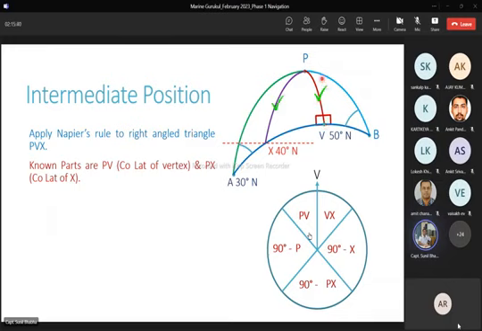And the second part which we know is Papa X-ray. Since we know the latitude of position X, this parallel of latitude is given to us as 40 degrees north. We know the side Papa X-ray. So these two parts are known. Let's identify these two parts in the cartwheel also. Papa Victor part and 90 minus PX part are known to us.